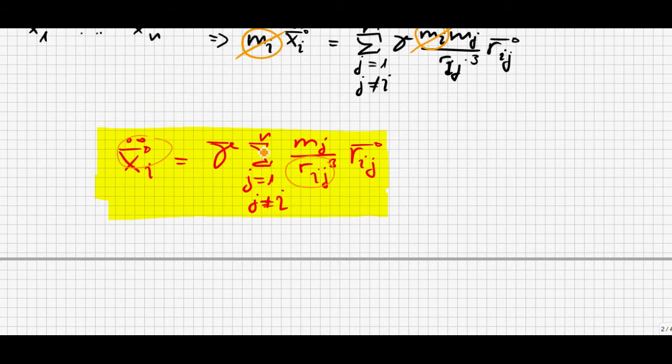And unless you make some major simplifications, like maybe you only consider two bodies, so n is equal to 2, but unless you do that, you won't be able to solve this symbolically, and it will take a computer to approximate a solution for this.